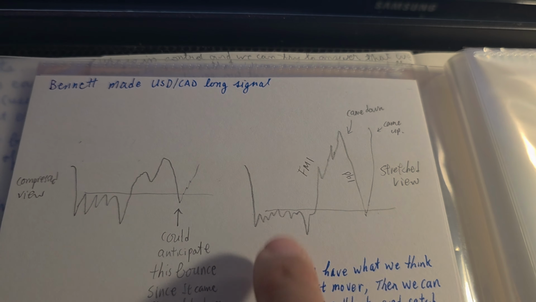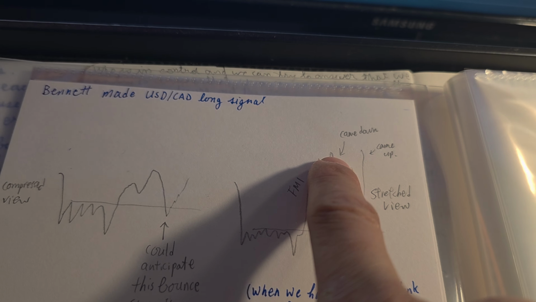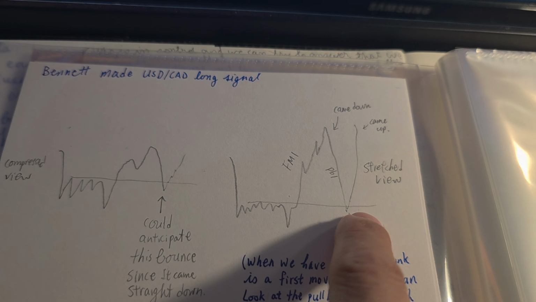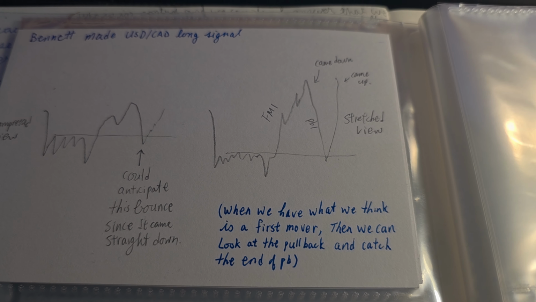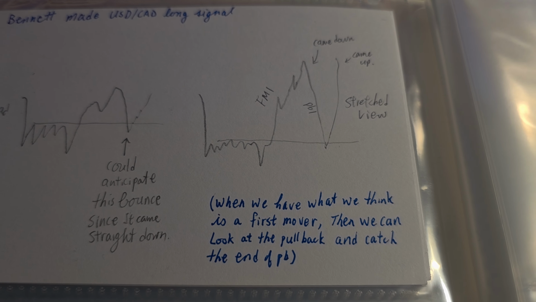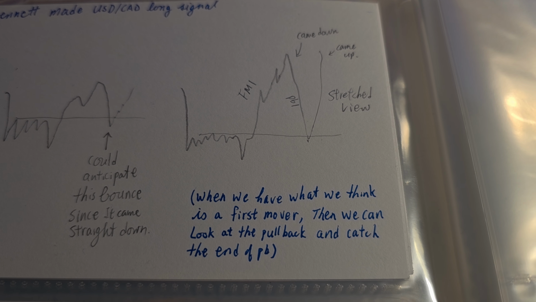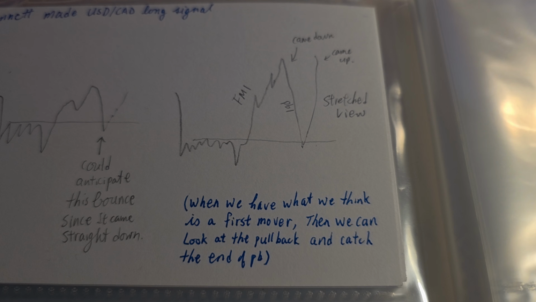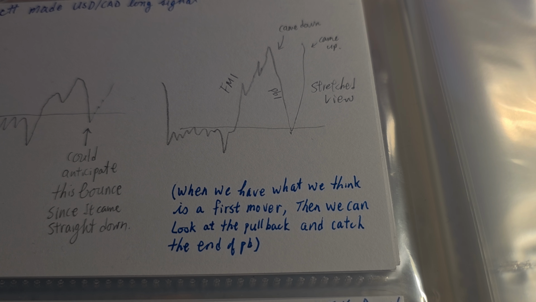If we know the bias, and if we think this is very likely the first mover, then the pullback, and the cluster of support right there. So that's what this is. When we have what we think is a first mover, then we can look at the pullback and catch the end of the pullback. And that pullback could look many different ways. Could be a corrective pullback, or it could be these one-shot pullbacks that are just like a V spike. All right.